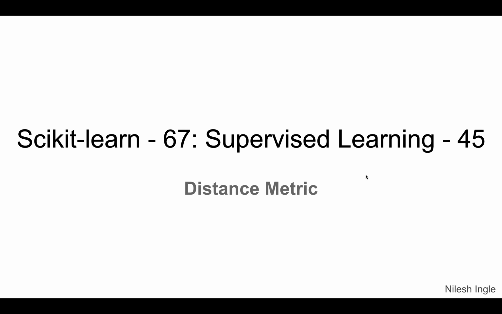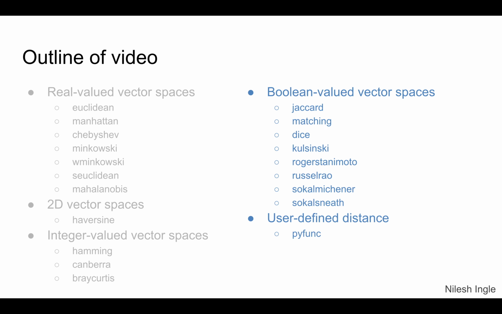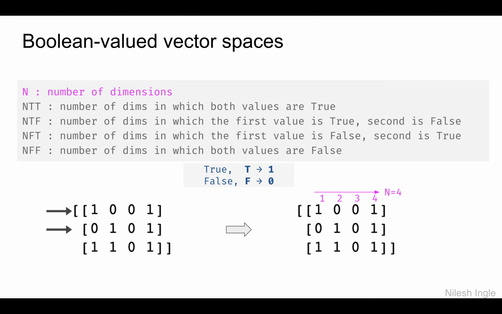And in this last third video, we'll look at the Boolean valued vector spaces, so Boolean distances, and also an example of a user defined distance. So there's some notation that we'll look at first.